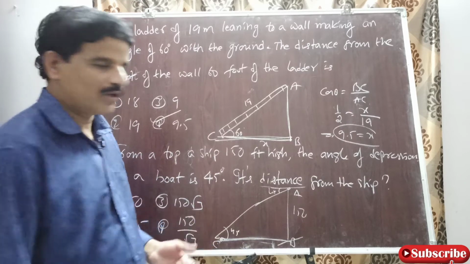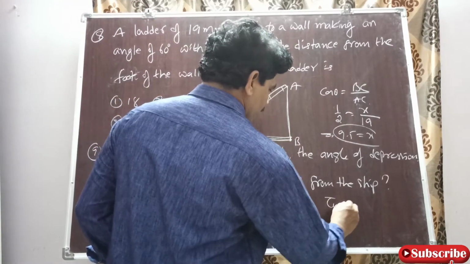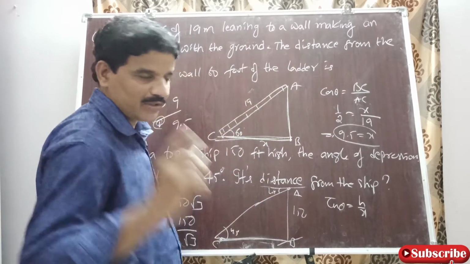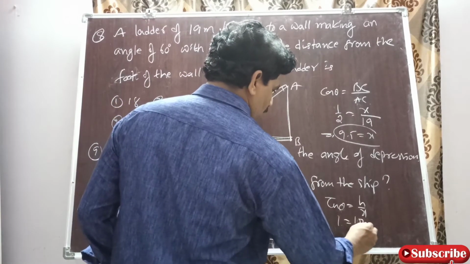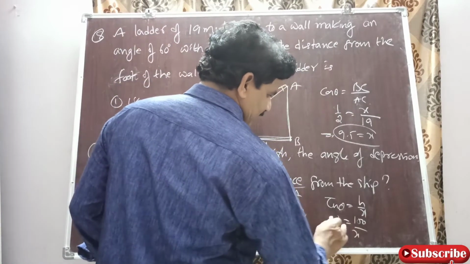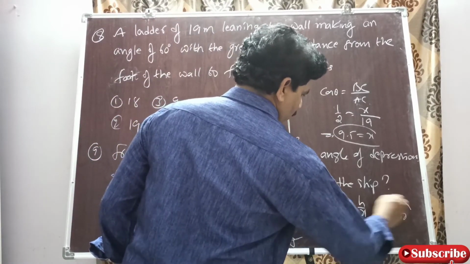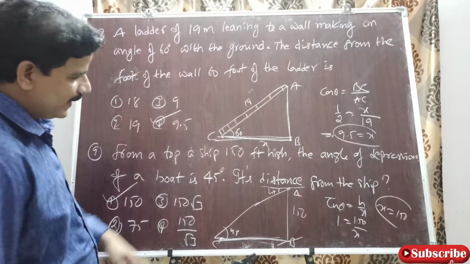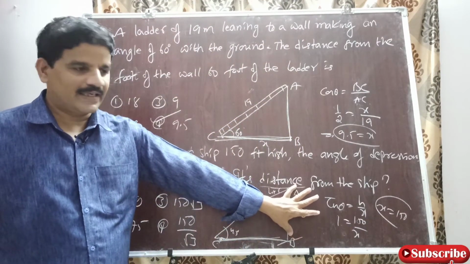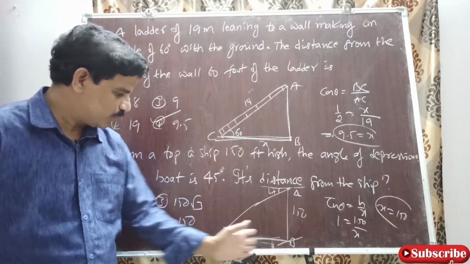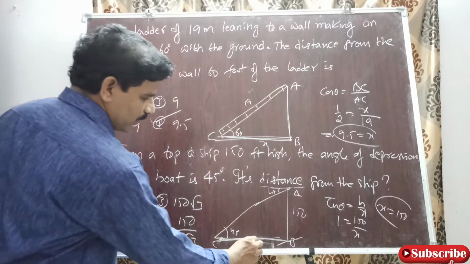So therefore same formula, tan theta is equal to what? H by x. What is theta? Theta is equal to 45. Tan 45 is what? 1. 1 is equal to 150 by x. By cross multiplication x comes here. X is equal to 150 meters. Option 1 right answer. Means the height of the ship is equal to the distance between the ship to the boat, which is also what?